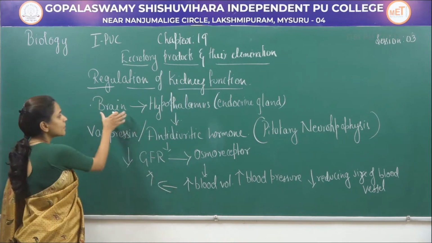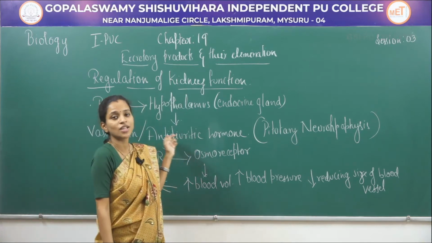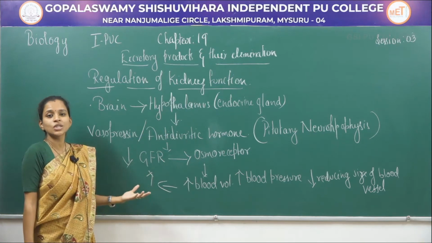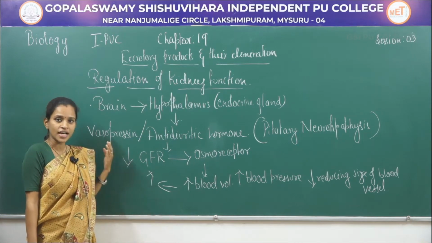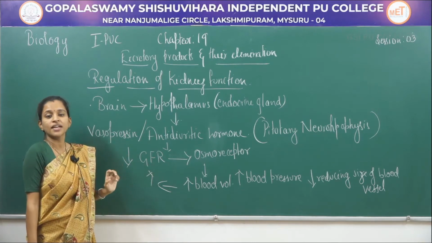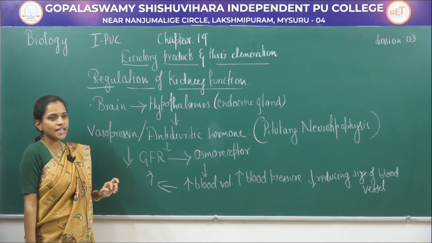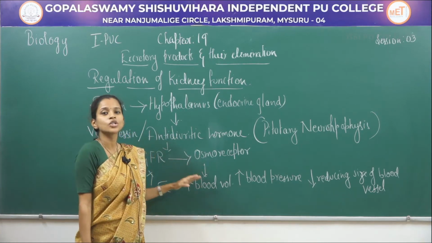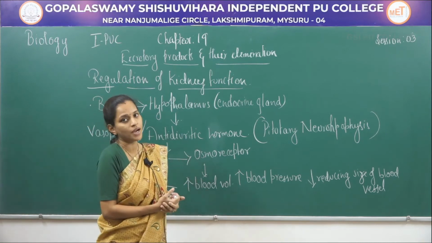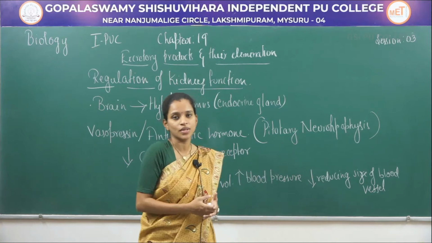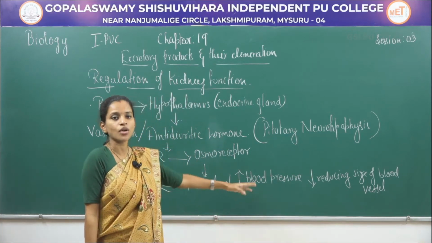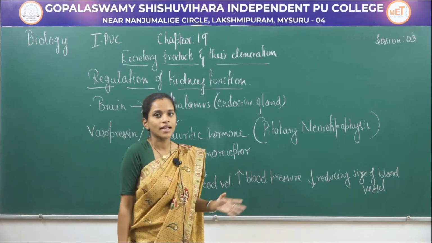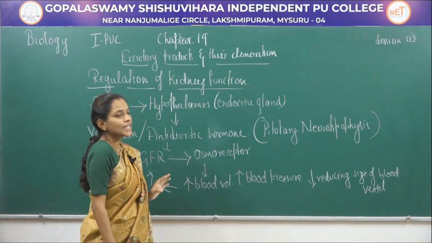Once again, to explain, the hypothalamic region of the brain releases vasopressin or anti-diuretic hormone, stored in the posterior pituitary, which is released whenever there is a fall in the glomerular filtrate rate. Whenever the glomerular filtrate rate is reduced, ADH or vasopressin acts on osmoreceptors, which automatically increases the blood volume and the blood pressure by reducing the size of the blood vessel. Once this takes place, there is a rise in the glomerular filtrate rate to its normal level. That is how the brain controls the kidney functioning.